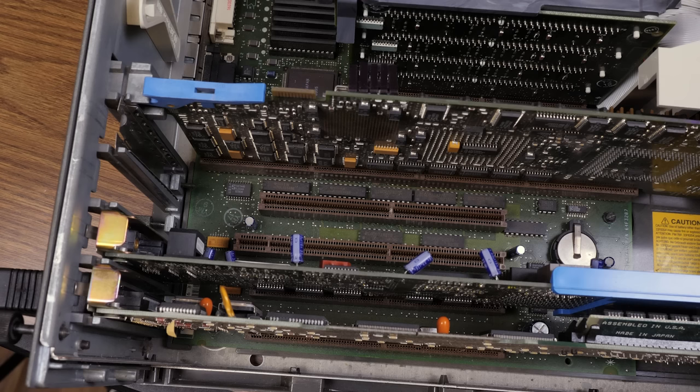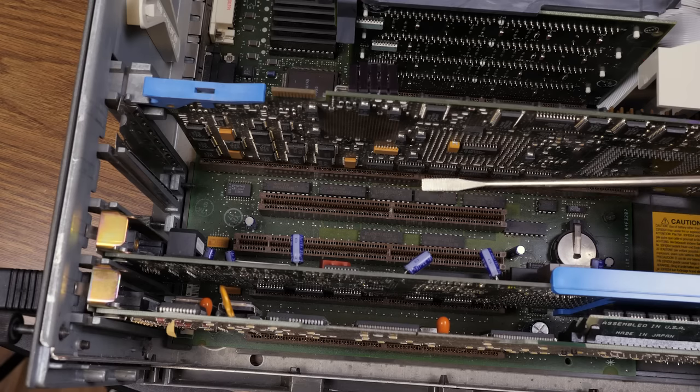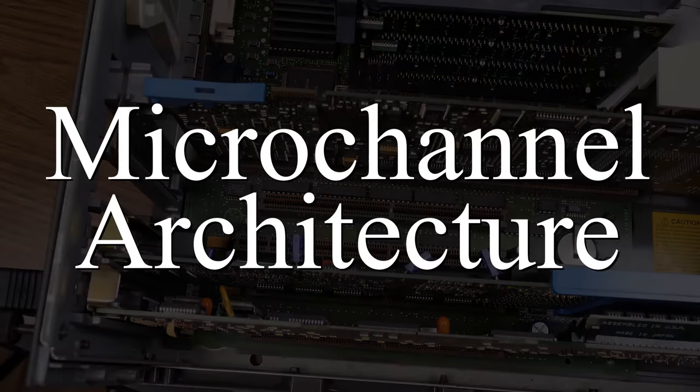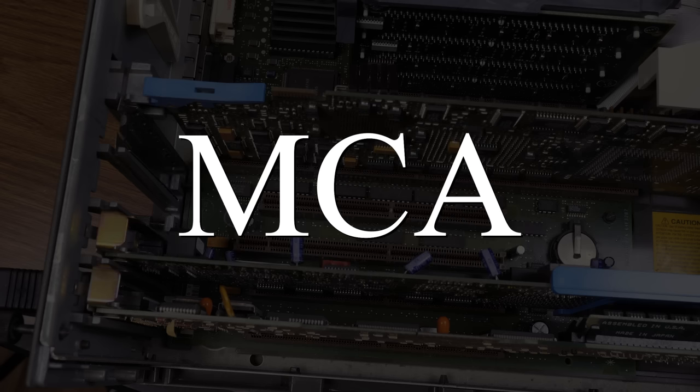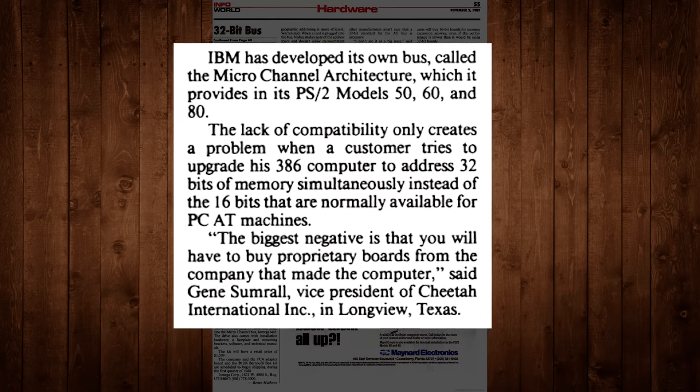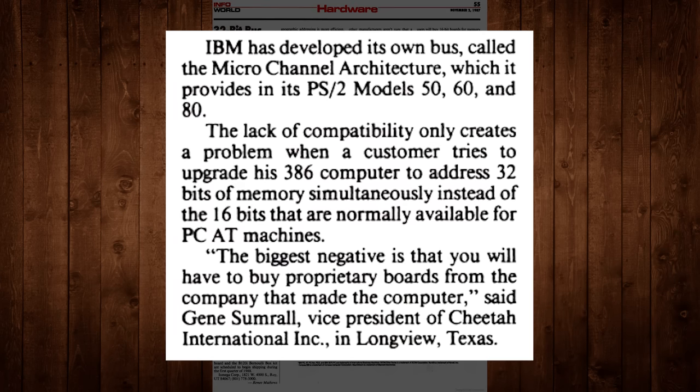There were also 4 expansion slots inside of the case, and nope, that is not PCI or ISA you're seeing. This is one of the PS2s that used the 32-bit microchannel architecture, or MCA. Not only was MCA more expensive, of course, but it was also completely proprietary to IBM. And that was very much intentional.